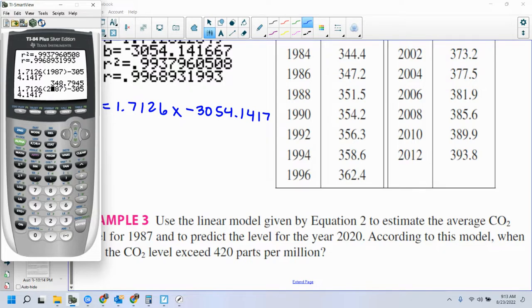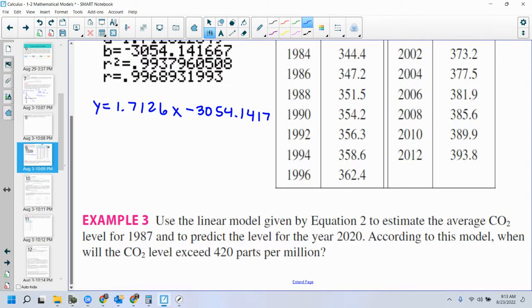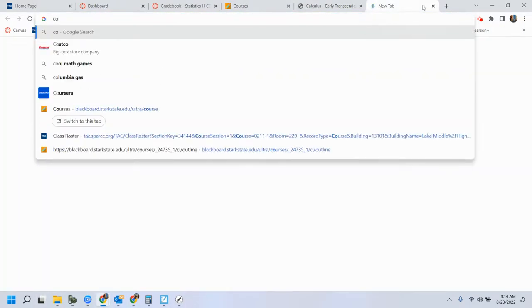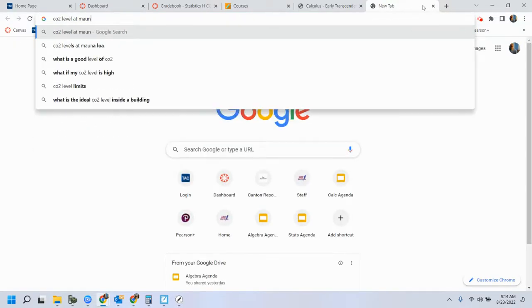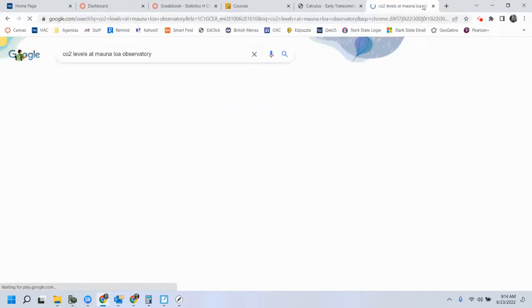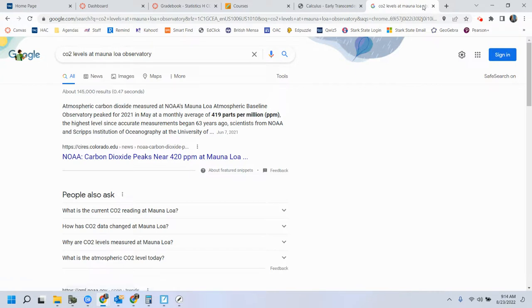Let's figure out what it would be in 2020. Or, I guess it's not 2021, 2022. I had to check the year. 408.7355. I wonder if this is easy data that we can look up. CO2 level at Mauna Loa Observatory. Let's see if we can quickly Google this. Let's see how good this model is. Ooh, 400. Wow, that was easy to Google. 419 parts per million. I did not expect that to be so readily available.